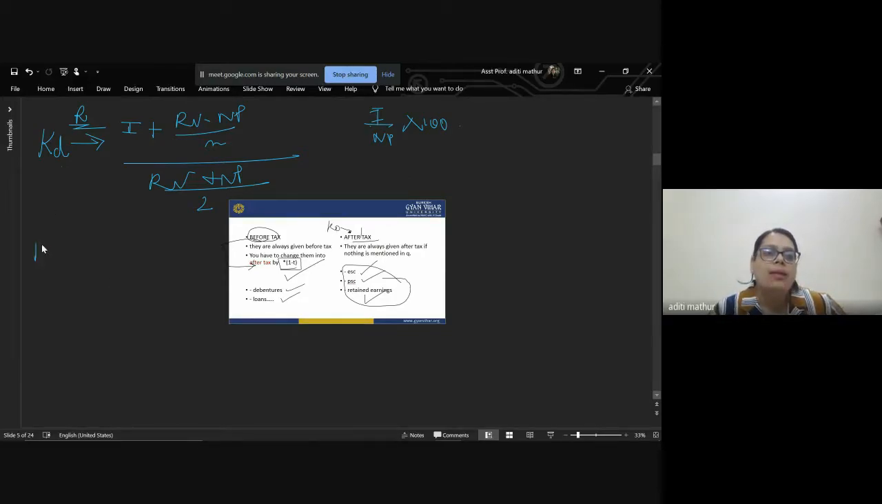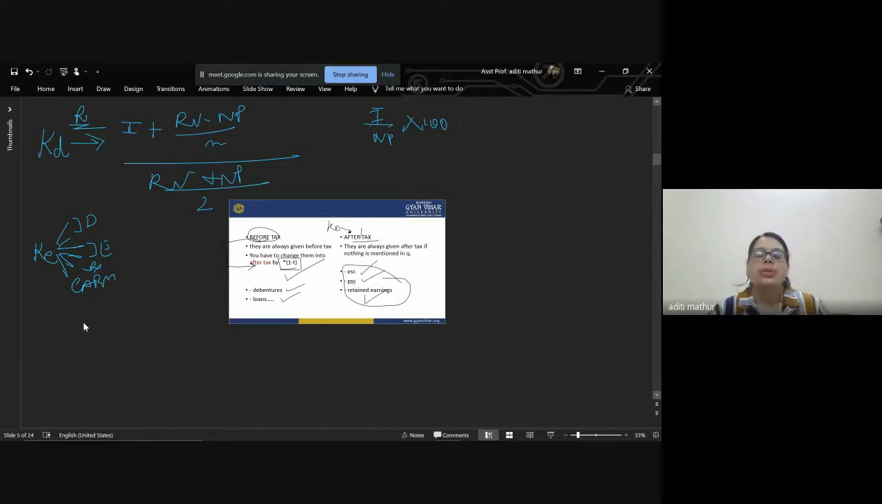Now let us see how to calculate KE. We have 6 methods to calculate KE. So we can use either the dividend yield, or the earning, or the realizable, or the CAPM model.